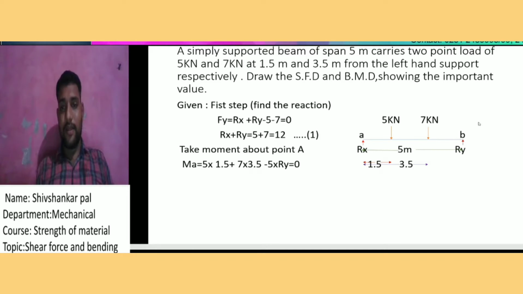This is the diagram drawn according to the question. Sometimes this diagram is given in the question, and sometimes it is given in the wording of the question. Then, according to the question, draw the figure.